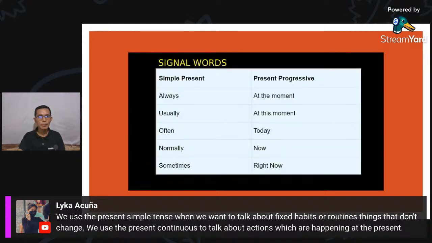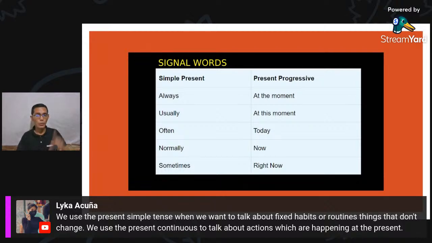We have more examples. For those who are still confused, it's possible that after we study this, we are still confused about determining the present simple and the present continuous. So here are some examples of signal words. For the simple present, we can see the word always, meaning always done. Usually. Often. Normally. Sometimes. These are the signal words that will be our indicator to determine if it's a simple present.